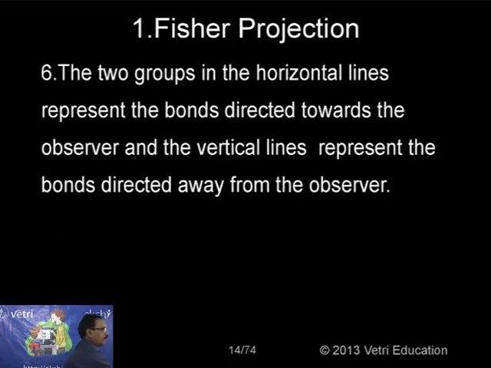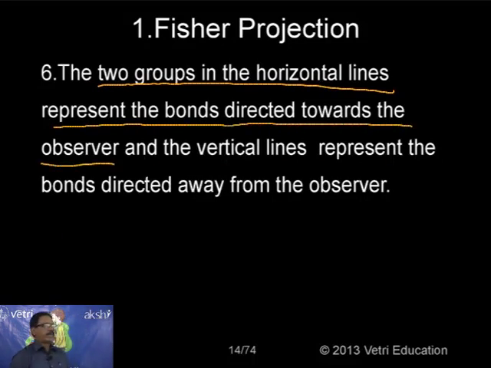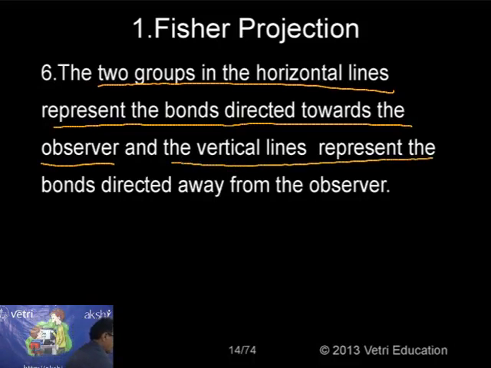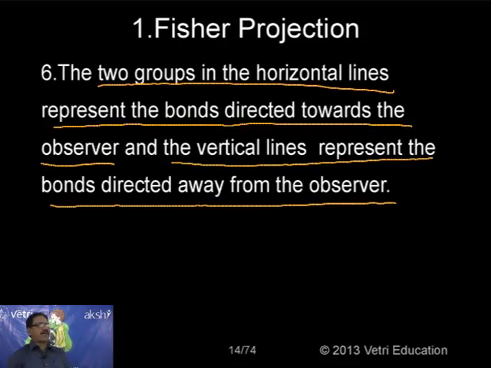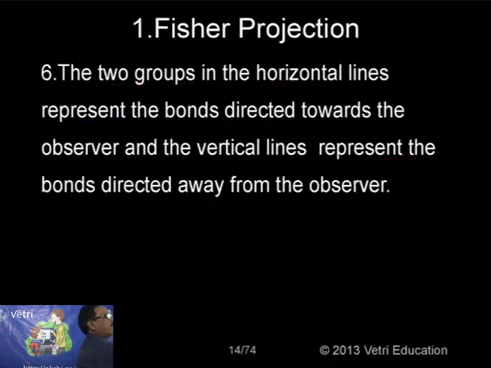The two groups in the horizontal line, that is H, OH, etc., on your left and your right, represent the bonds directed towards the observer. And as I already pointed out, vertical lines represent bonds directed away from the observer. That means the carbon chain, according to Fischer, is away from the observer, and the horizontal groups, H and OH, will be toward the observer. This is the most important information you must know according to the Fischer projection.